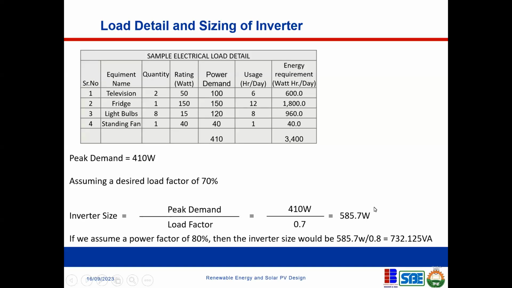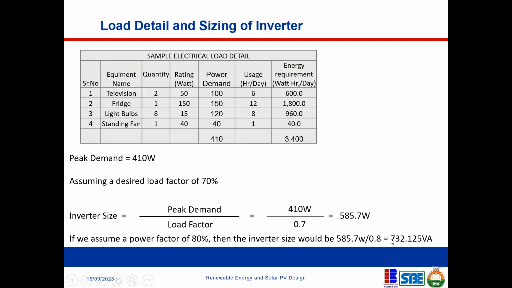So it is fine. You may want to take this, but if it's rated in kVA, how do you convert this wattage? How do you convert this to kVA? Like I told you the other time, the factor that converts watts to kVA or VA is power factor. So if we assume a power factor of 80%, then the inverter size would be 585.7 watts divided by 0.8.